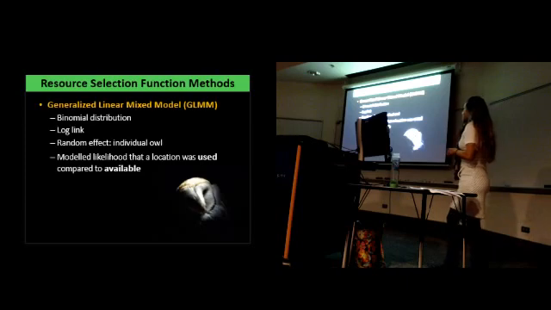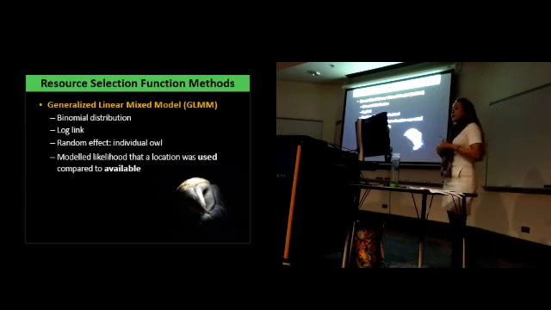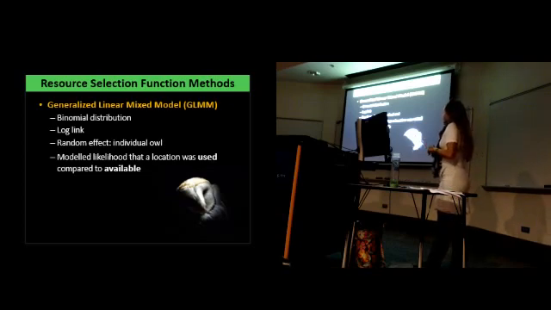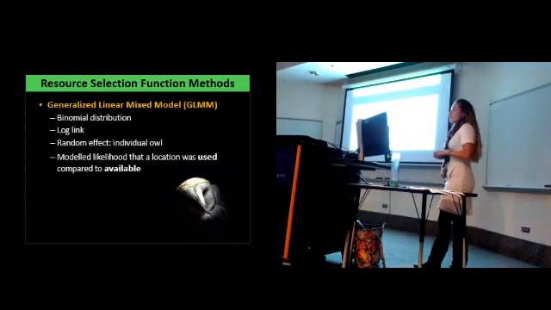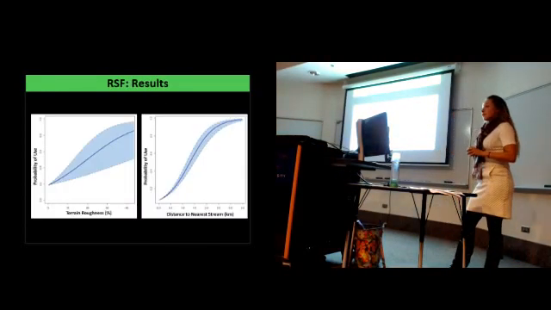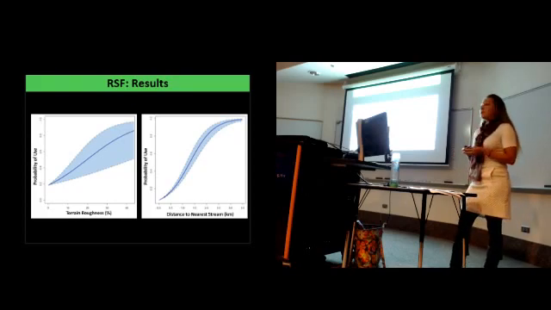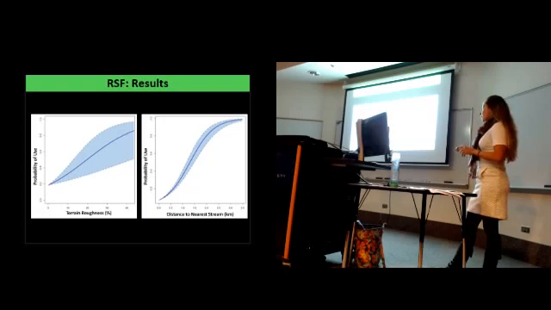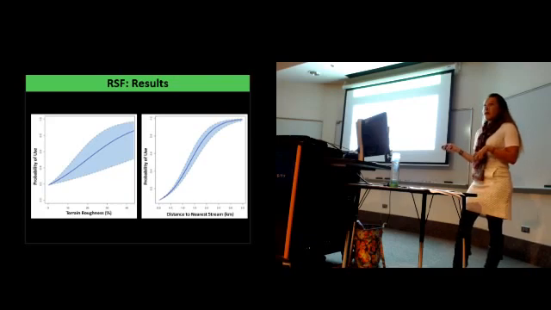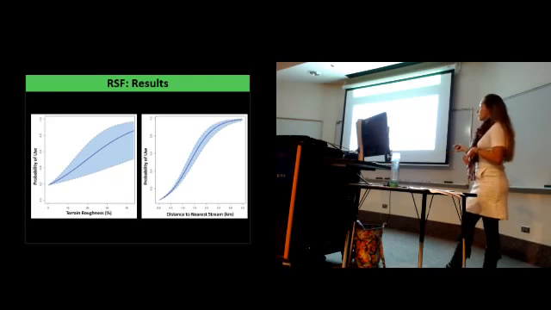The resource selection function was run as a generalized linear mixed model with a binomial distribution and a log link, and I included individual owls as a random effect to control for variation between individuals. And then I modeled the likelihood that a location was used compared to available. And these are the results of the resource selection function. So I found that probability of use increases as terrain roughness or percent slope increases. This relationship is probably being driven by the Snake River Canyon being an attractive nest and roost site for barn owls, and that area has great topographic relief.